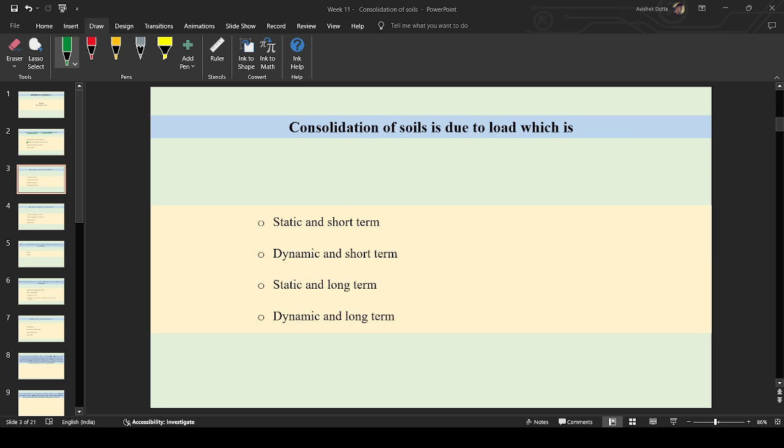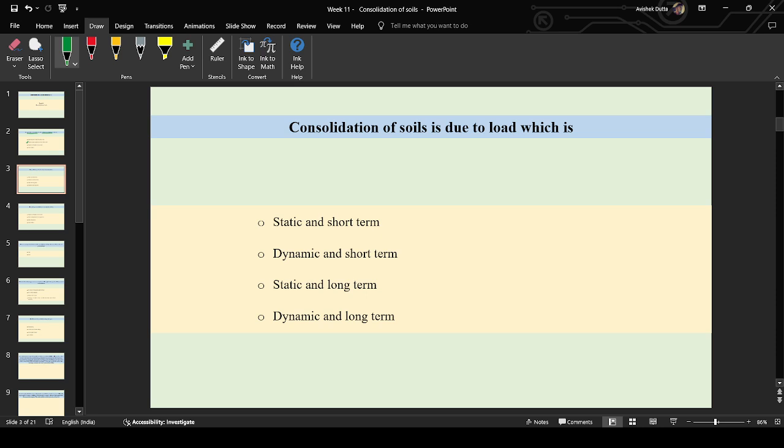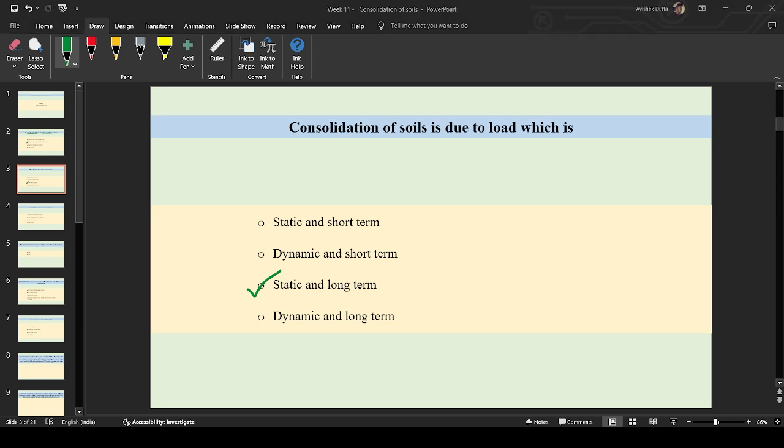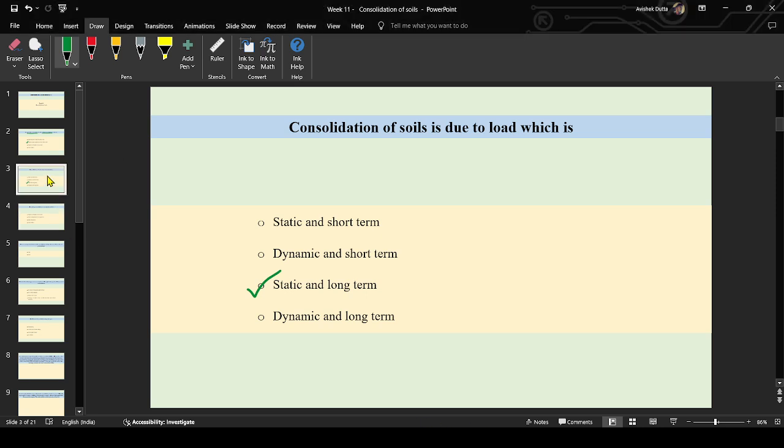Consolidation of soils is due to load which is... what is the answer? Sir, answer C, static and long term. Yes, very good. Static and long term. For consolidation, static and long term loads are essential. It is a time dependent process. Good.